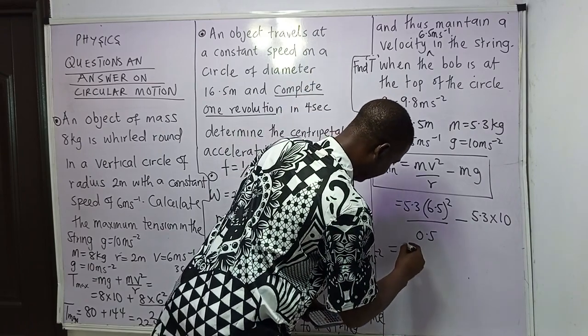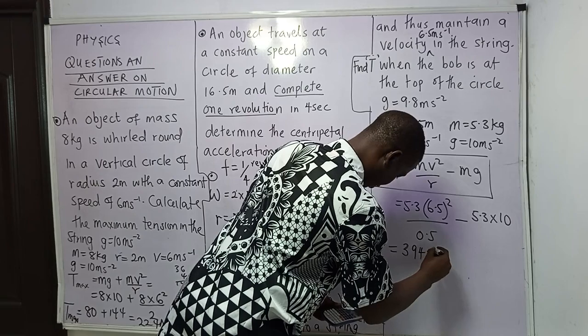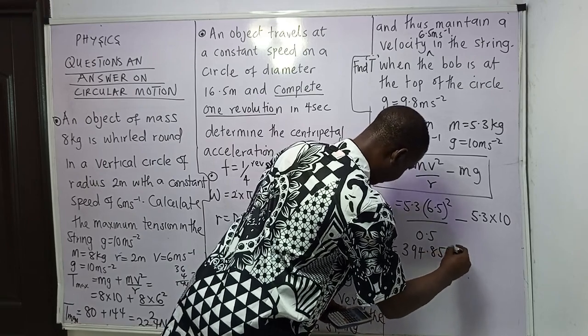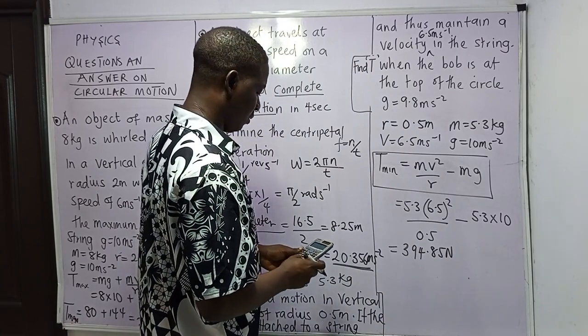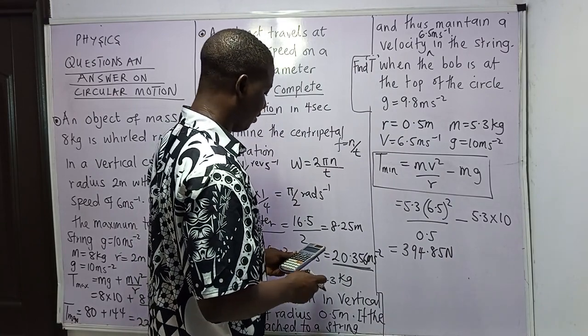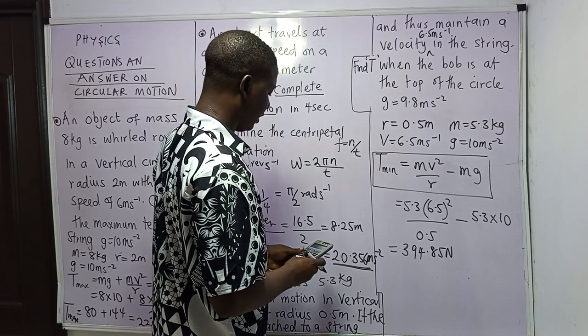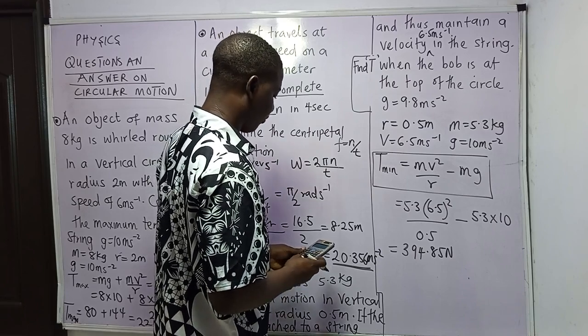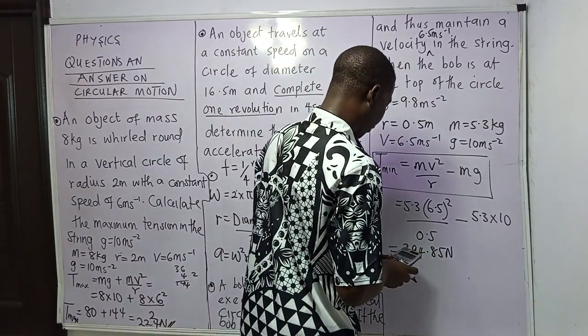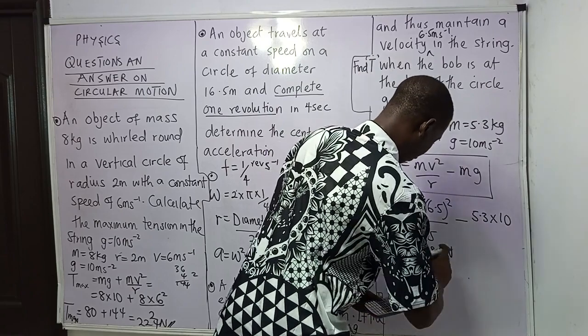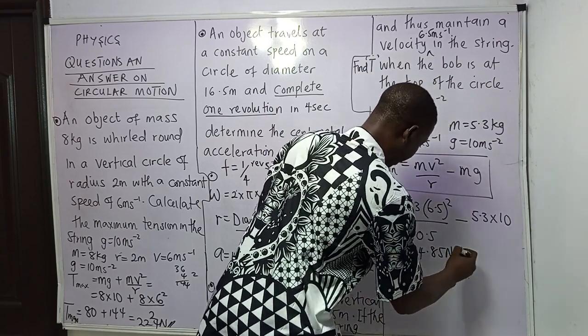So what do we have as our answer? We would have 394.85 Newton. So what you just need to do is to square the 6.5 first, then multiply by the mass 5.3, then divide by 0.5. Then whatever you get there, remove 53 from it. It's as simple as that. You get this one as the answer.